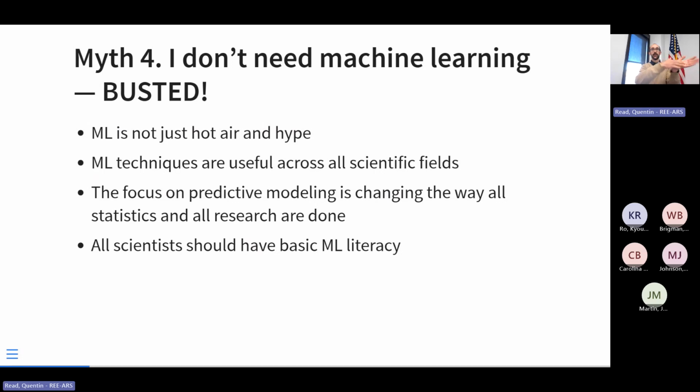The focus in many fields is shifting from statistical inference to predictive modeling. That's changing the entire paradigm of research in a lot of ways. So even if you don't want to do it, you should know about it and understand it a little bit to understand where science is moving. So being literate in some of these things is important if you're a scientist.